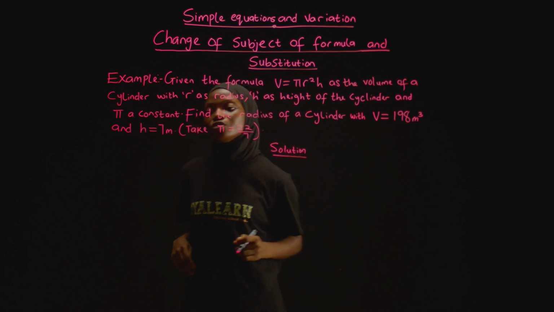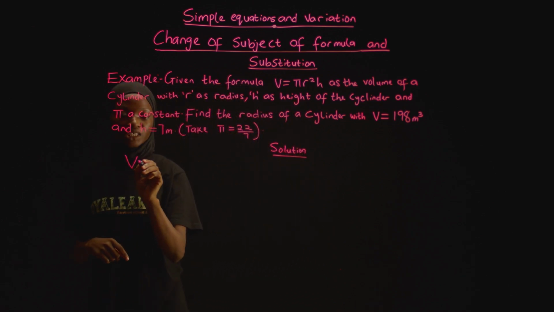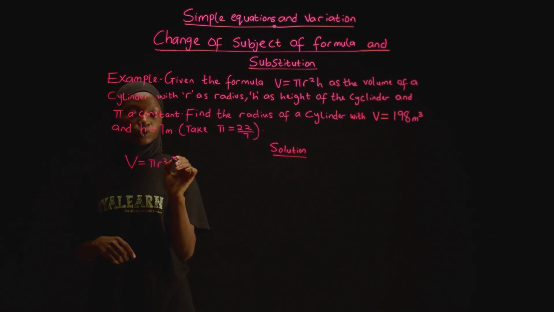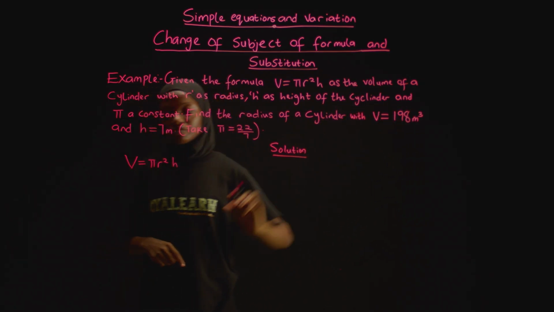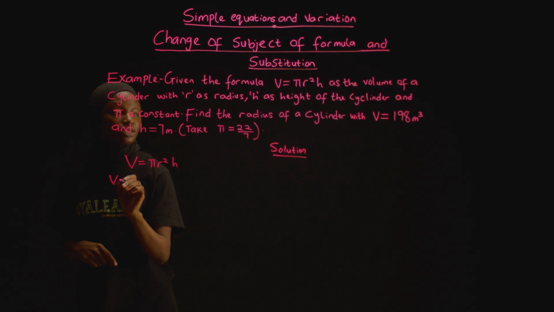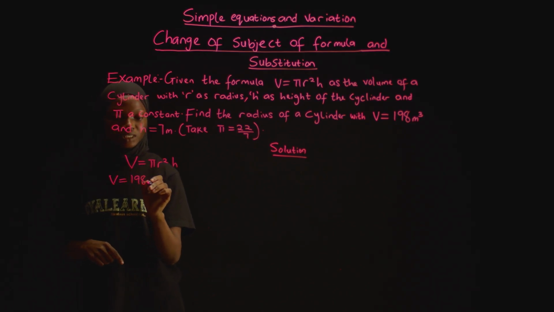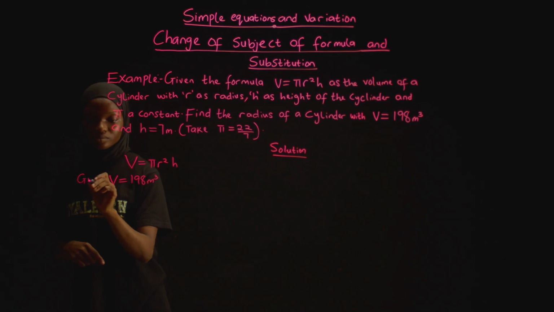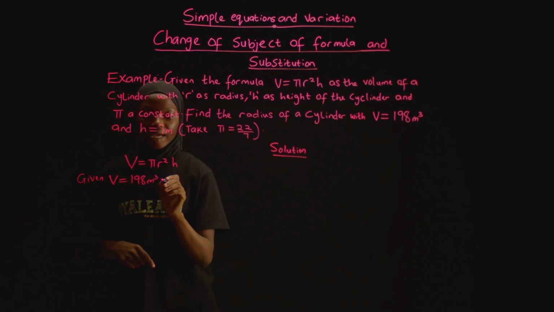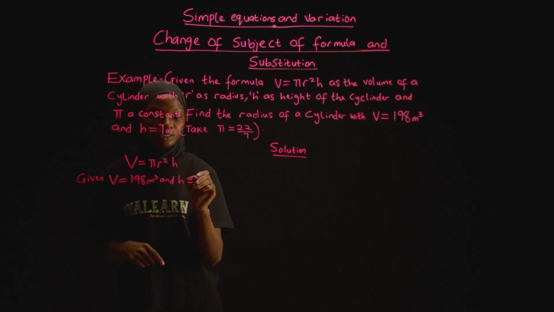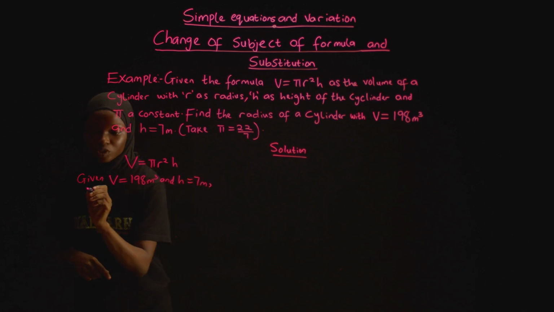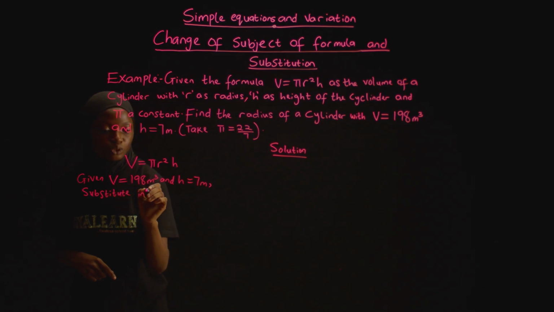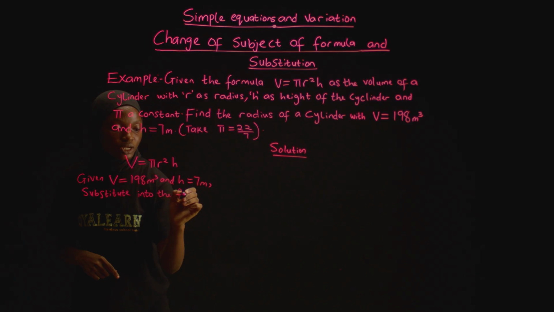The first thing, let's write out the formula given. We're given V = πr²h. And the data we're given: V = 198 m³ and h = 7 m. We substitute into the formula.